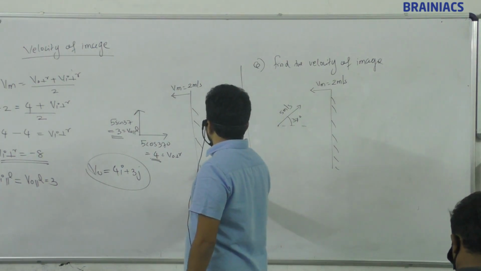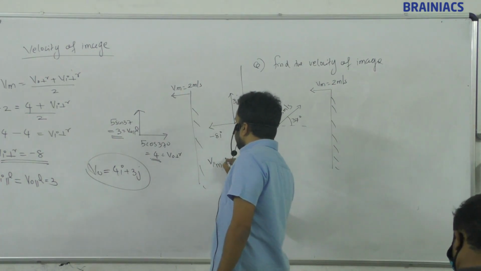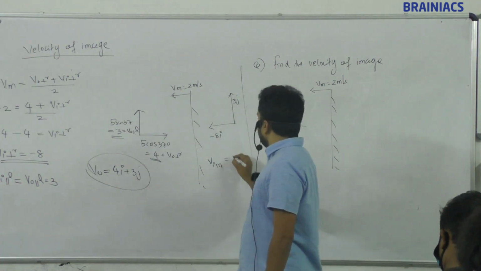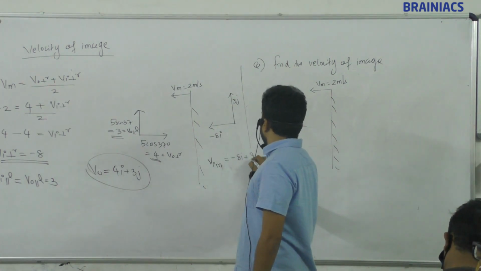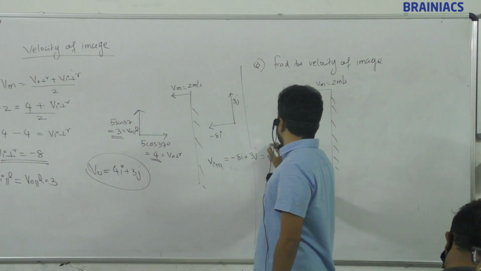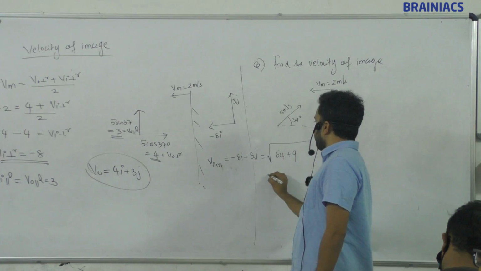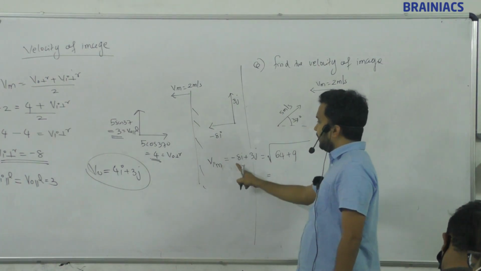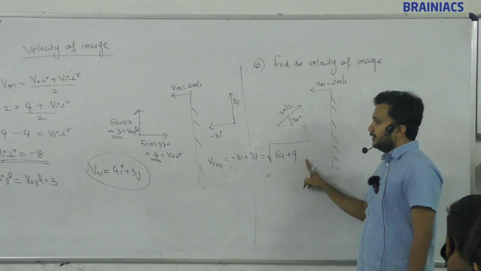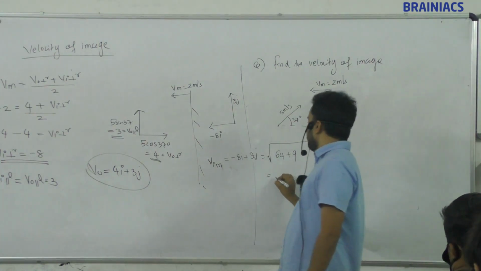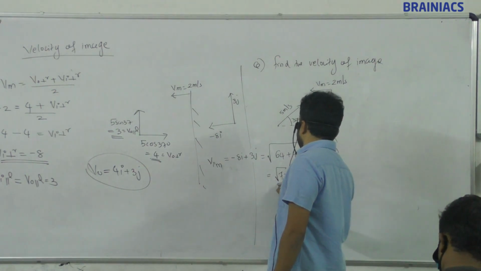So the answer, the velocity of image with respect to mirror, is -8i plus 3j. Magnitude wise, root of 64 plus 9. Correct? -8 whole square is 64, 3 squared is 9. So how much will come? Root of 73 meter per second. It depends upon the question.